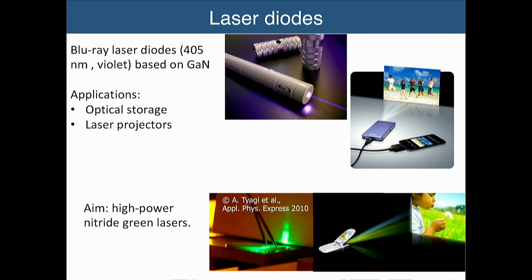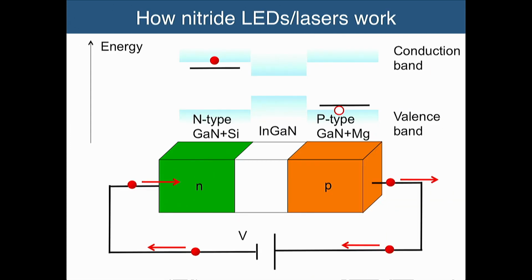I want to mention another system where phonon-assisted absorption matters, and that is laser diodes, like the point that I'm showing you. For example, Blu-ray lasers, which are actually violet, emit at 405 nanometers, based on gallium nitride. We use them for optical storage, for laser projectors. And today we want to develop a powerful green laser so we can combine a red, a green, and a blue laser to make projectors that can fit in 1 cubic centimeter, say inside your cell phone instead of these bulky objects. One limitation there is this kind of absorption.